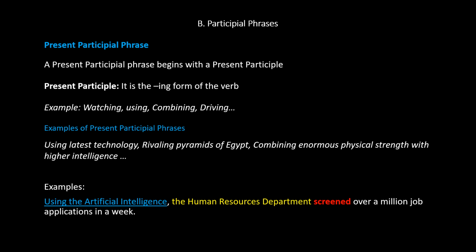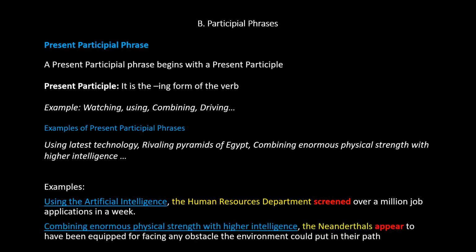In the second sentence, combining enormous physical strength with higher intelligence, the Neanderthals appear to have been equipped for facing any obstacle the environment could put in their path. In this sentence, the present participial phrase combining enormous physical strength with their higher intelligence describes the subject, the Neanderthals, and the verb is appear.